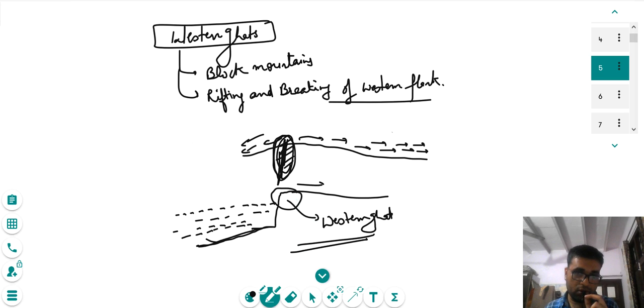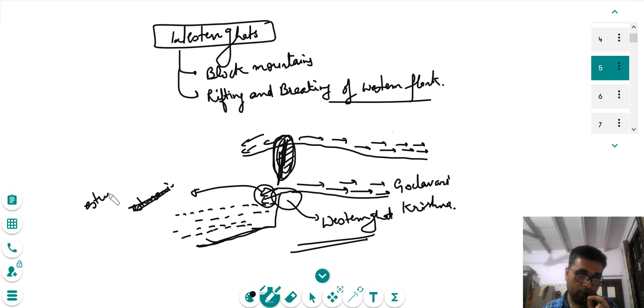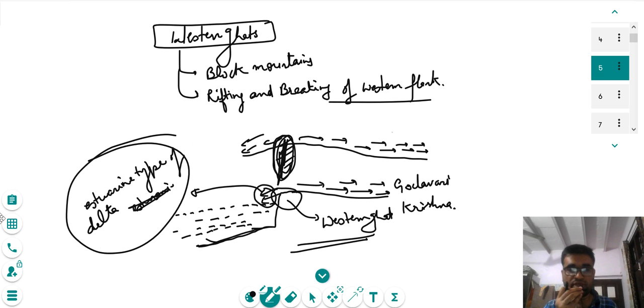So the flow of rivers continued in the eastern direction, whether this were Godavari or Krishna. And on the western side, small streams kept on flowing, and they made an estuarine type of delta. So this is how the Western Ghats were formed, right?